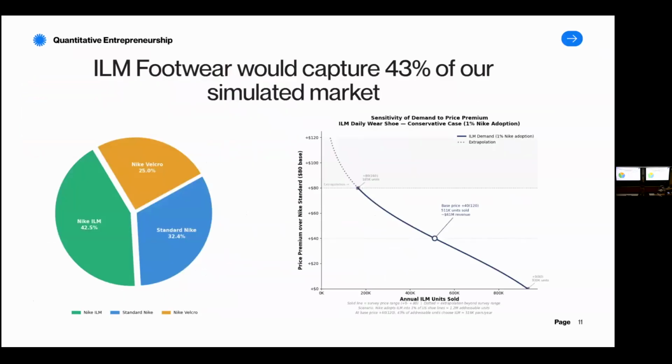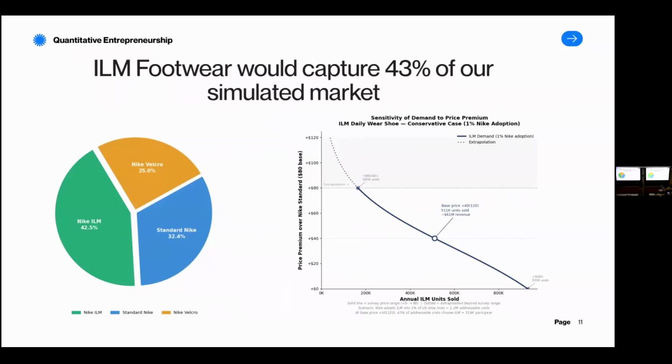Next, with this data, we created a simulated market scenario to see how consumers will react if these ILM shoes would actually come to market. So we decided to focus on just a Nike scenario, modeling only their shoes, mainly because we didn't model brand loyalty in our survey, and because we wanted to focus on a brand that was well-known to a high number of people.